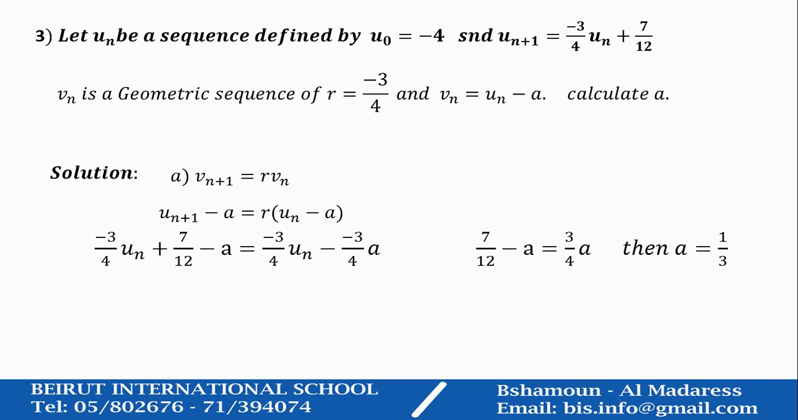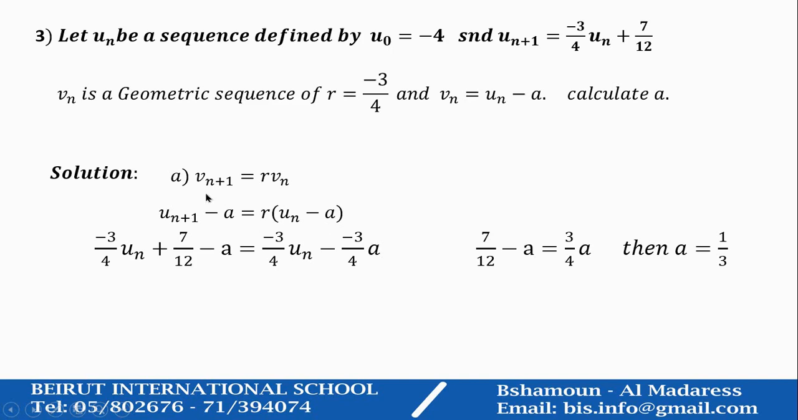So Vn plus 1 is R times Vn because it's a geometric sequence. Vn plus 1 equals R Vn. Substitute for Vn plus 1: Un plus 1 minus a equals R Vn. Instead of Vn, you put Un minus a.